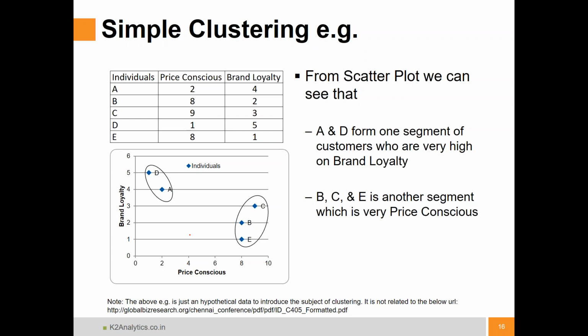Probably there would be a third segment also, but here there are few data points with which I am trying to explain the concept graphically. There could be a third segment which would have been brand as well as price conscious, value for money. So they could have that. So that's a simple example.